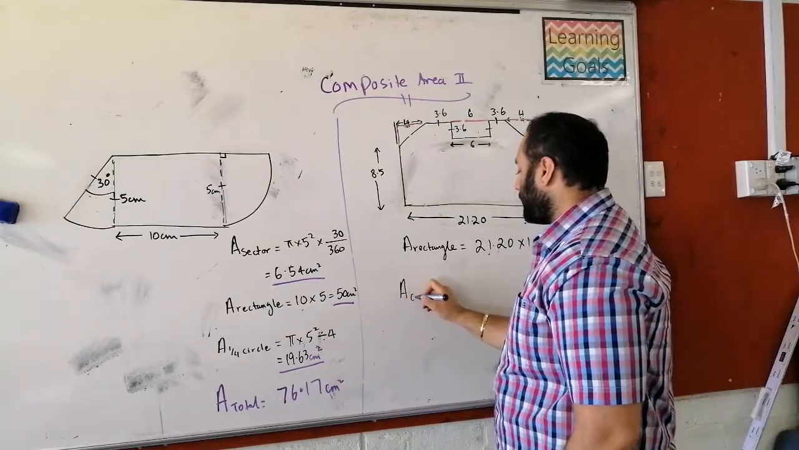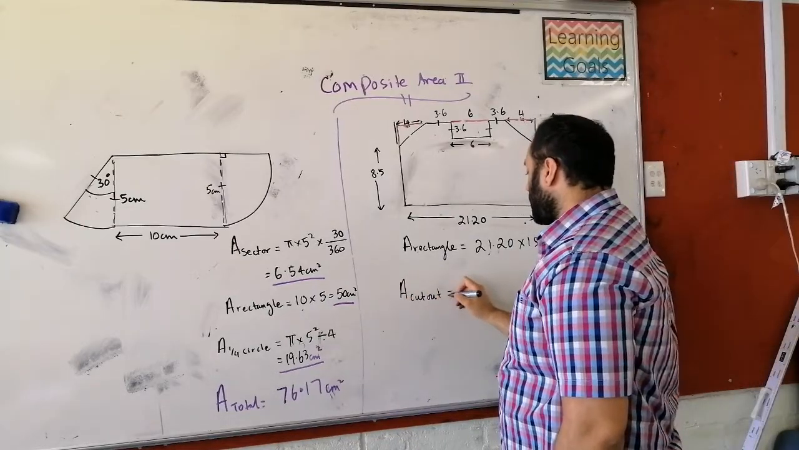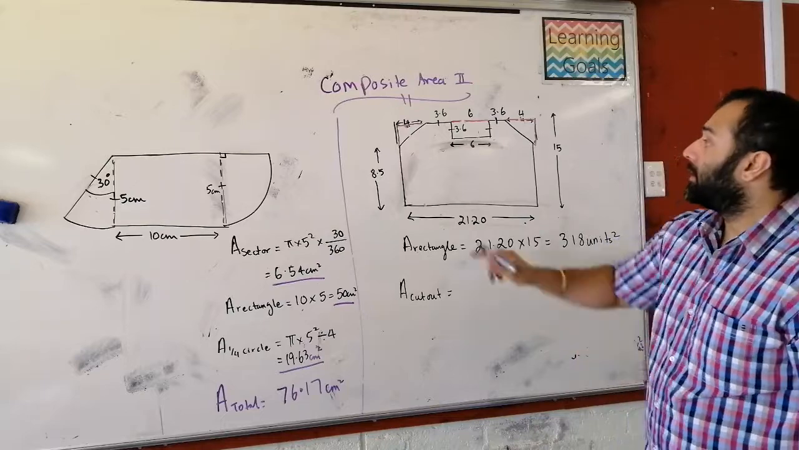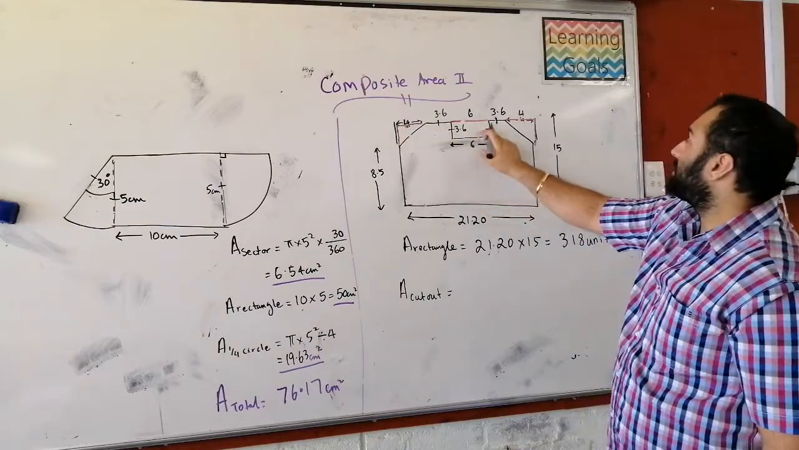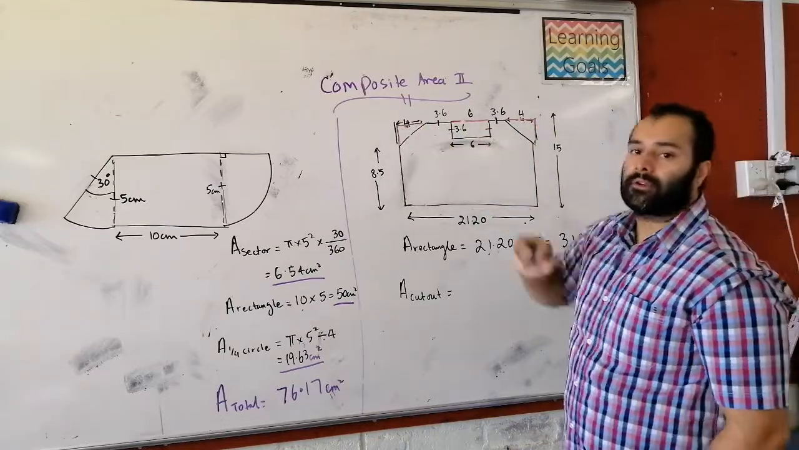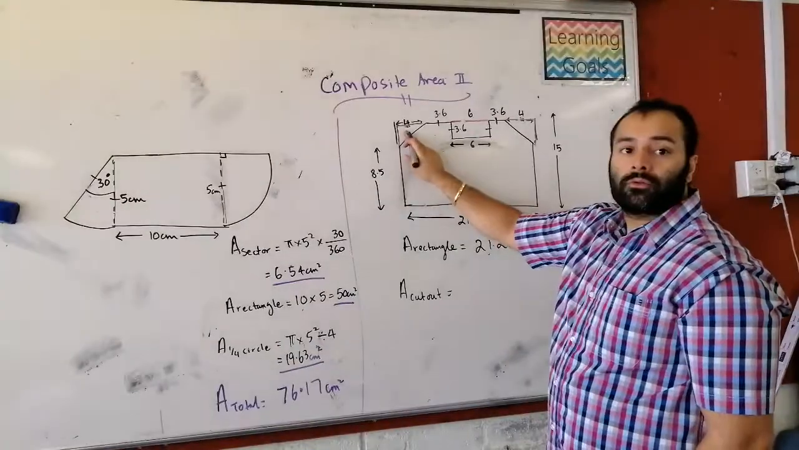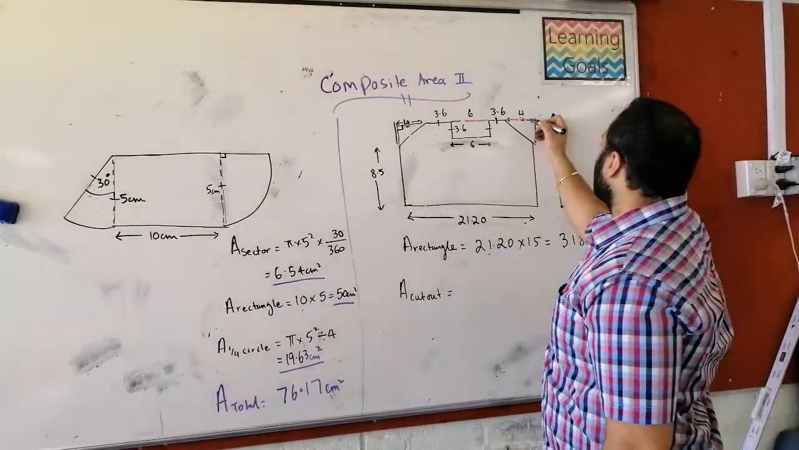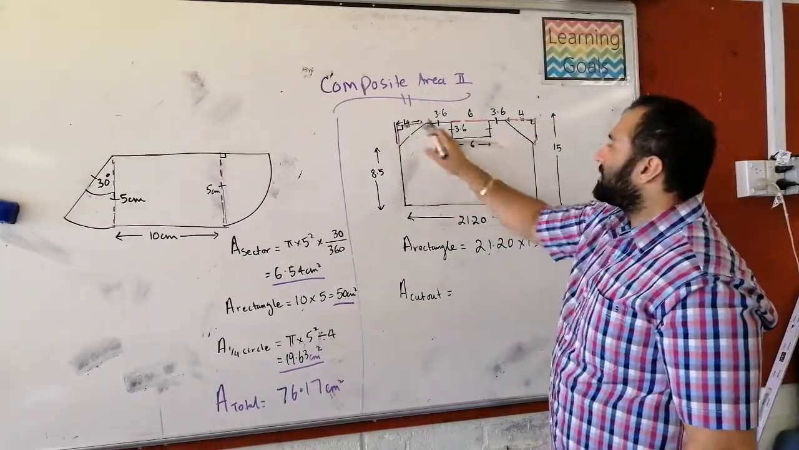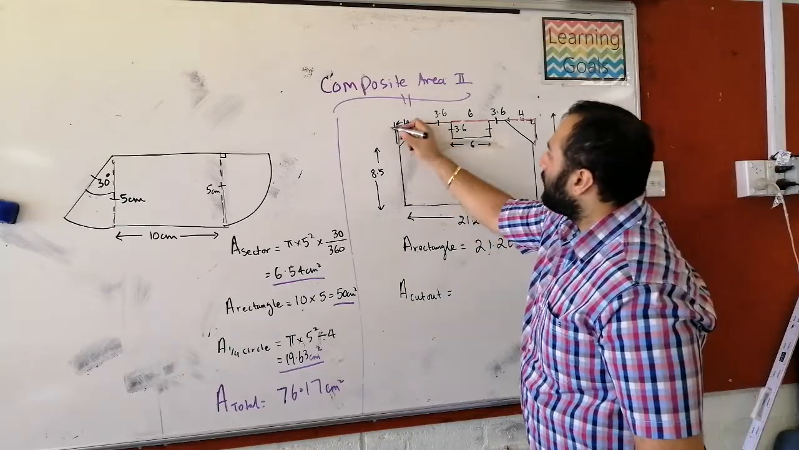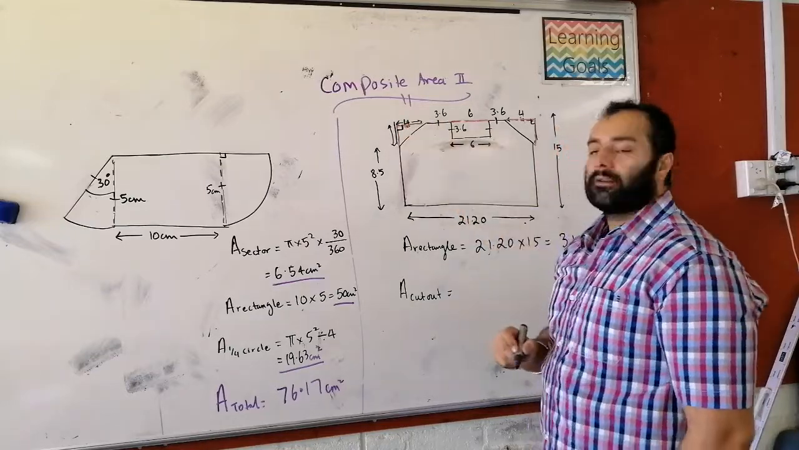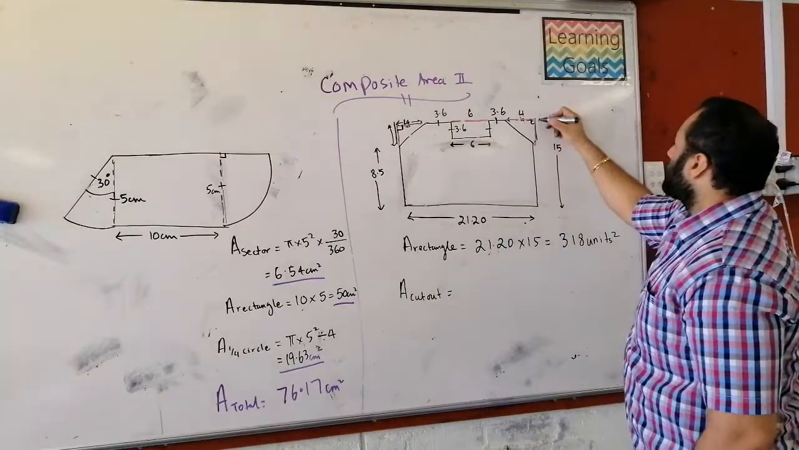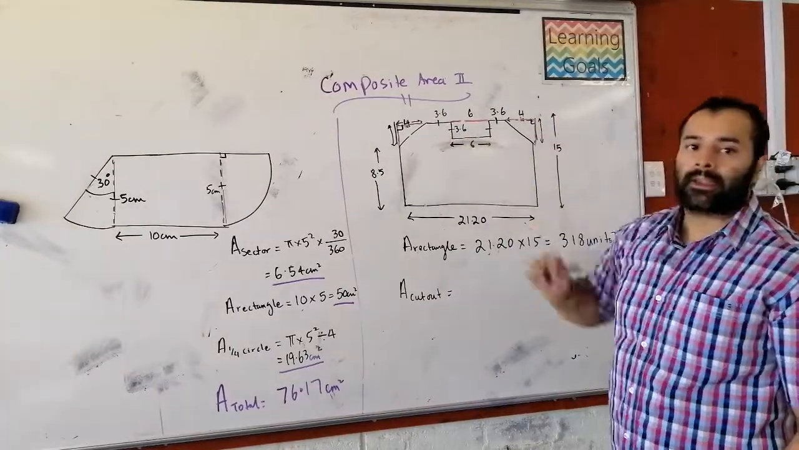Area cut out. We have a few parts that are cut out. This, this, this. I'm going to start with this end here. It's a triangle, looks like a right angle triangle to me. The base is 4. We need to find this height. We need to find this height here as well because they're exactly the same.